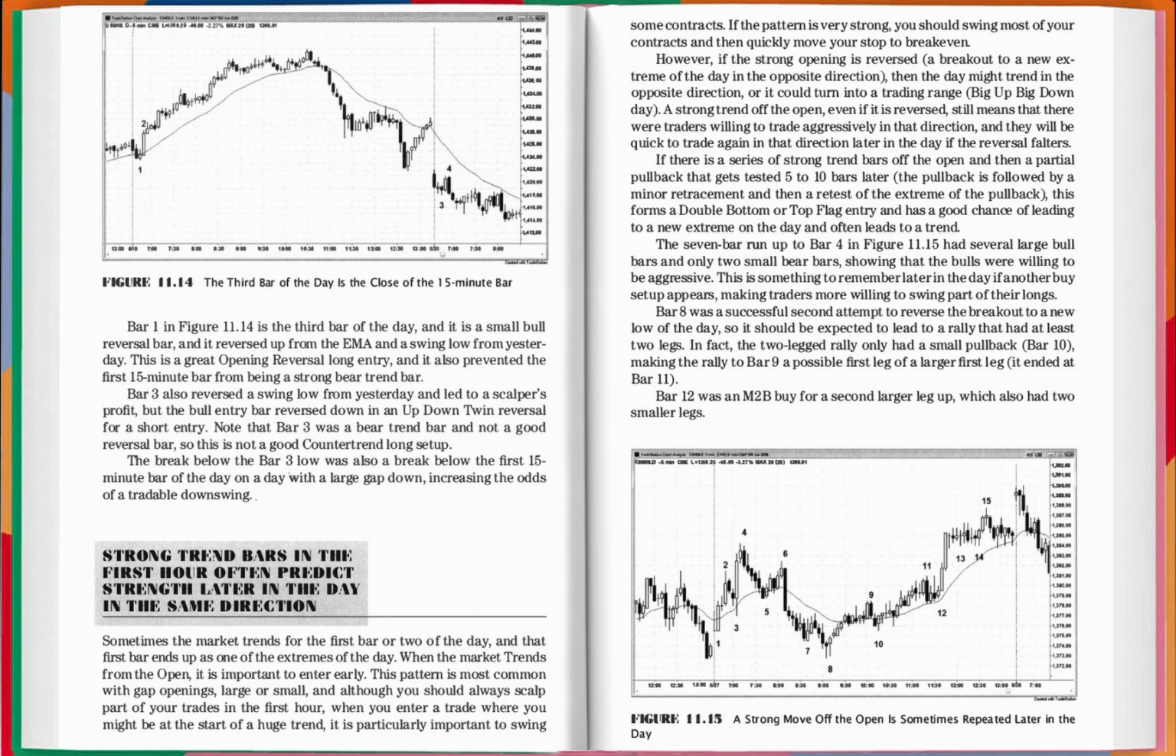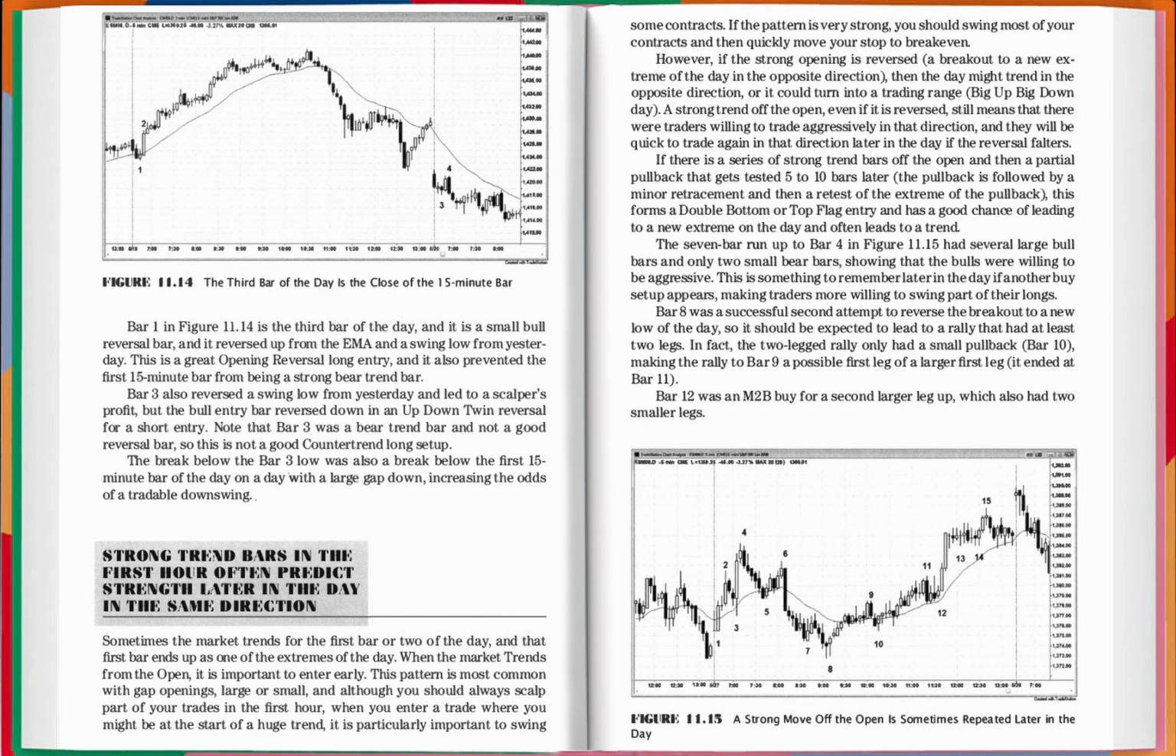If there is a series of strong trend bars off the open, and then a partial pullback that gets tested 5 to 10 bars later, the pullback is followed by a minor retracement, and then a retest of the extreme of the pullback. This forms a double bottom or top flag entry and has a good chance of leading to a new extreme on the day and often leads to a trend.